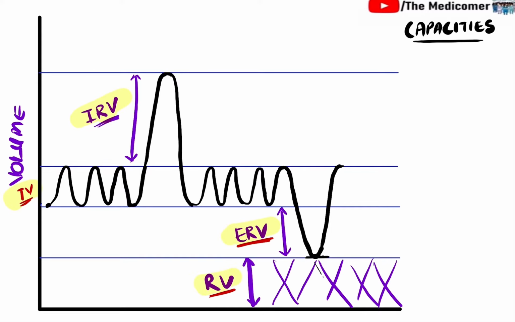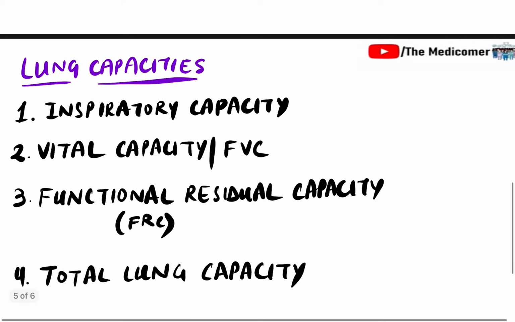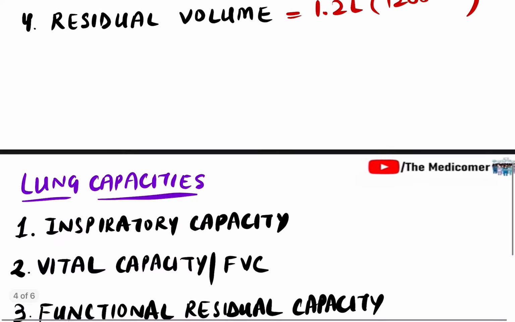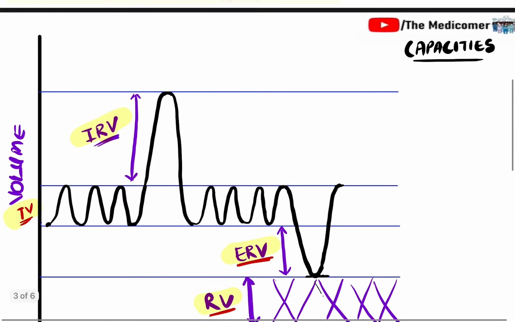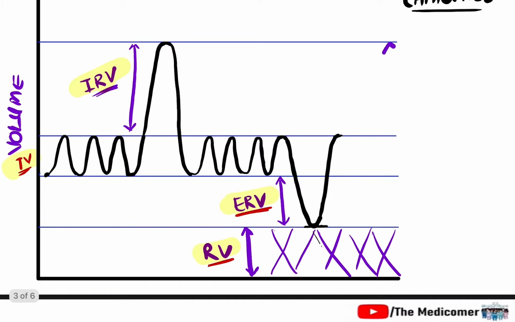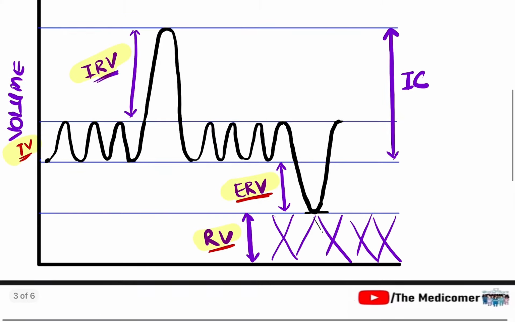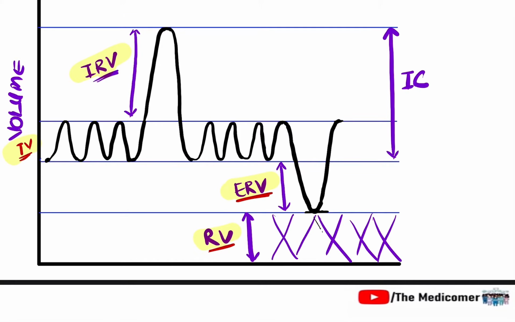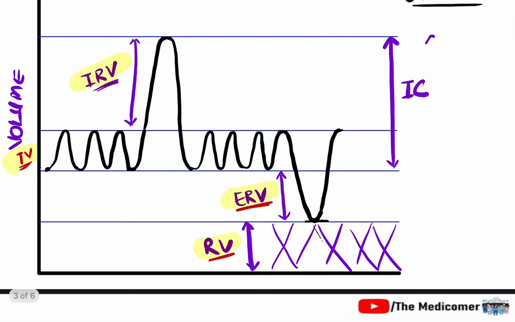Now the lung capacities can be found by the addition of two or more volumes. Let me again explain it with the help of the same diagram. The tidal volume plus inspiratory reserve volume is called the inspiratory capacity. Similarly, the inspiratory reserve volume plus tidal volume plus expiratory reserve volume is called the vital capacity. So I'm going to write it here. This is called the vital capacity.